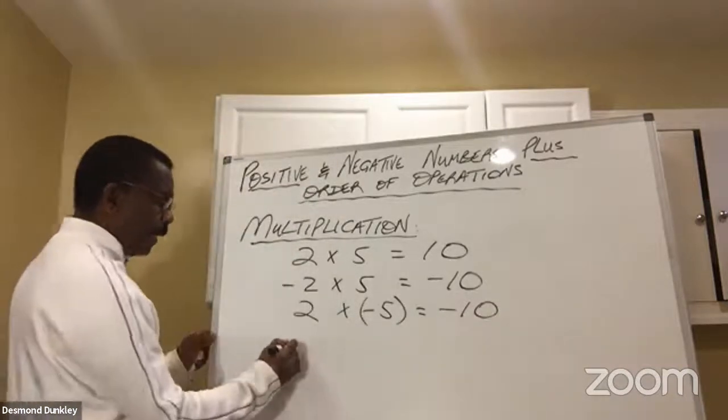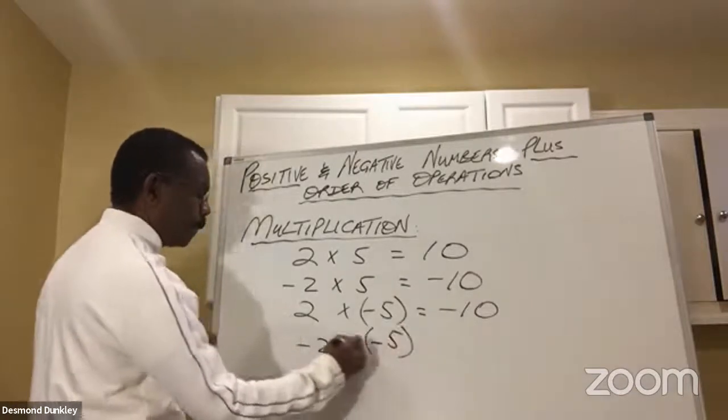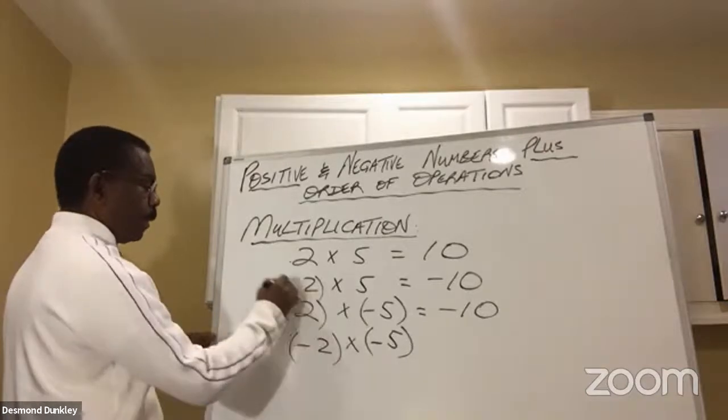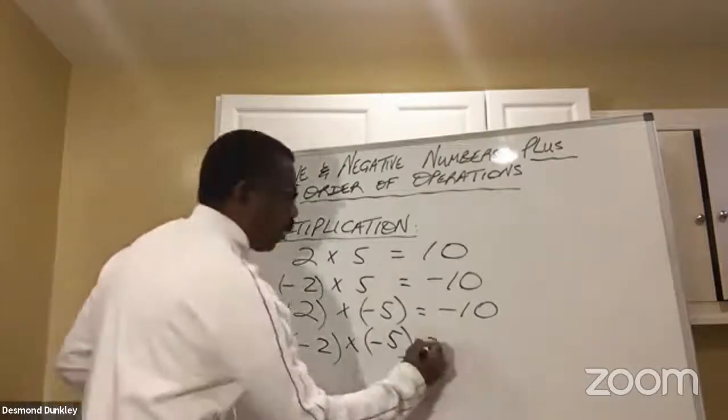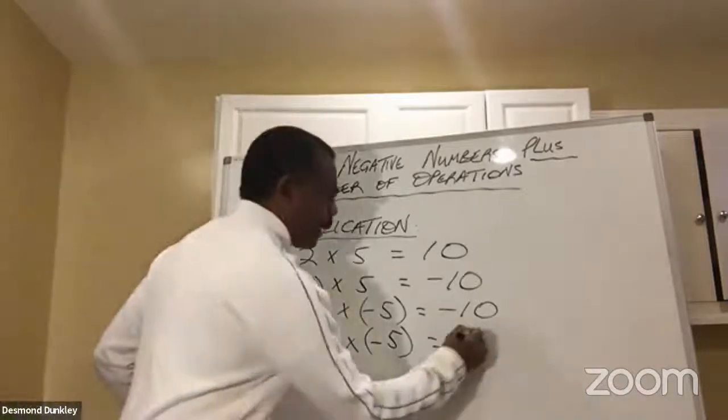And finally, if I have negative 2 times negative 5, of course I can put these in parentheses if I want. I don't have to. If I want, I can. So now we're doing a negative times a negative. The answer is positive.